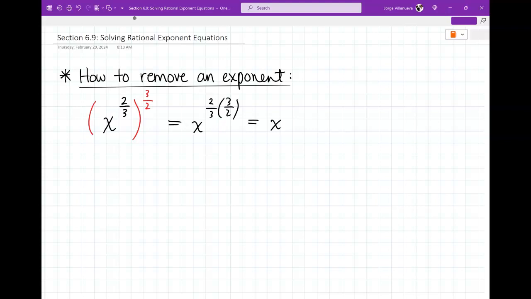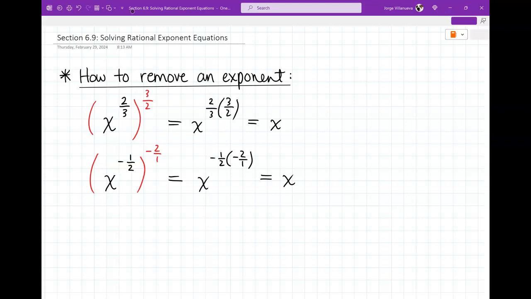So just to show you another one, if I had negative 1/2 as my power, then I want to raise it to the power of negative 2/1. I'm just going to flip it. That's it. I'm going to get the power and flip it upside down. If it's negative, keep it negative. If it's positive, keep it positive. Okay, don't change the sign. Just flip the actual fraction. That gives you x to the negative half times negative 2/1, which is x to the first.